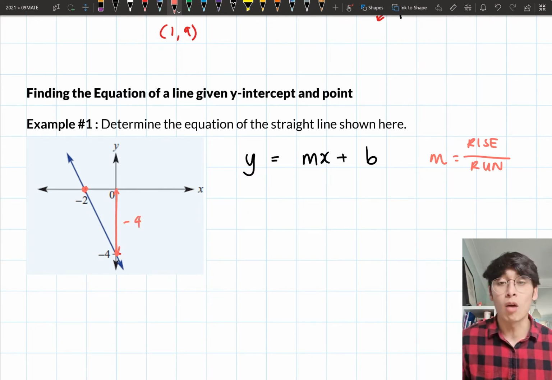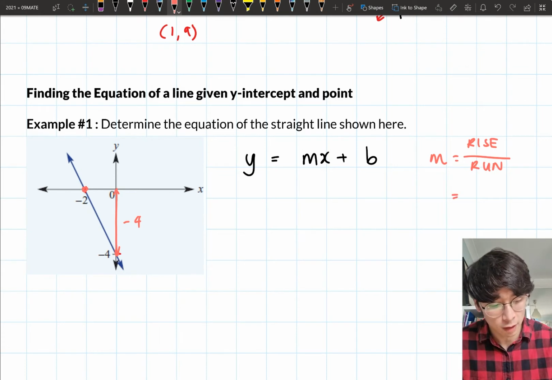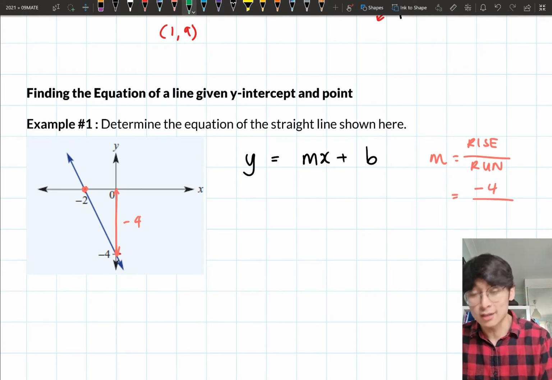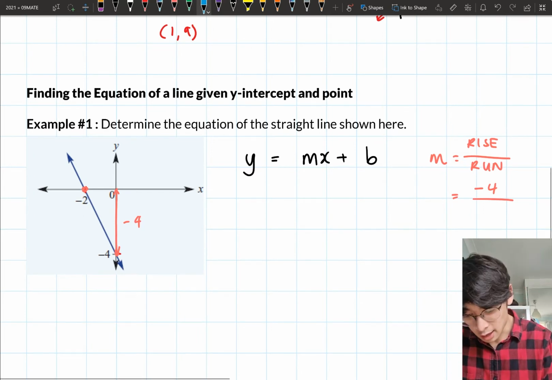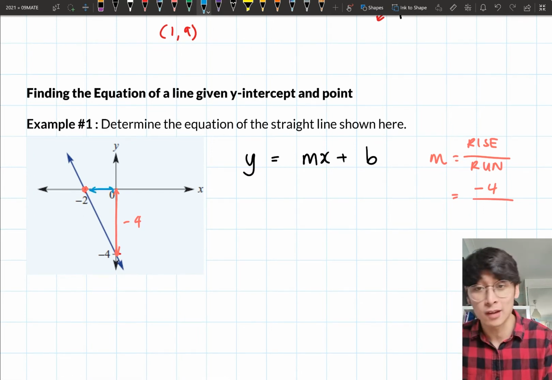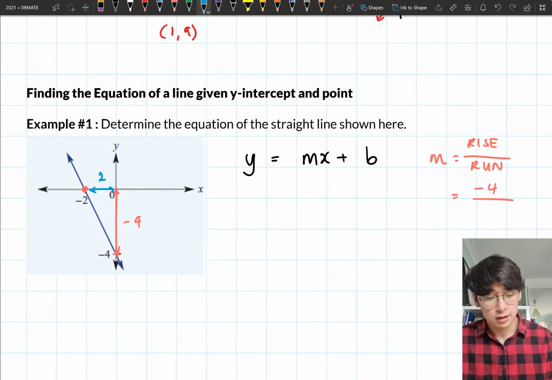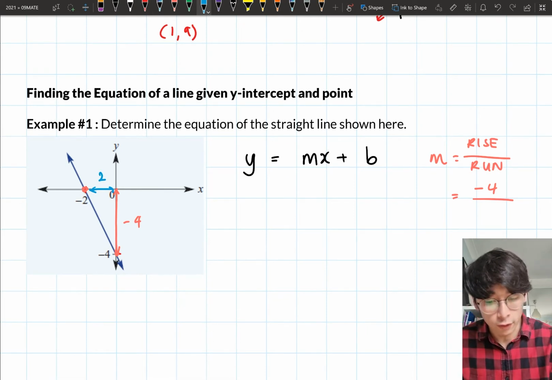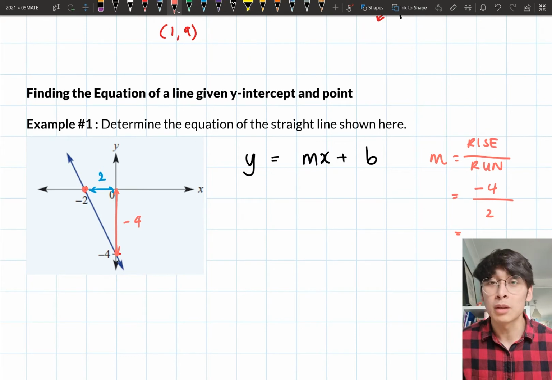So this is a rise of -4. So here, I'm going to have a rise of -4. I'm going to divide that by the run. Now, the run is the horizontal units. And here, I go across from -2 to 0, that's 2 units. So here, this is going to be -4 over 2. And so when I simplify that, that gives me -2.